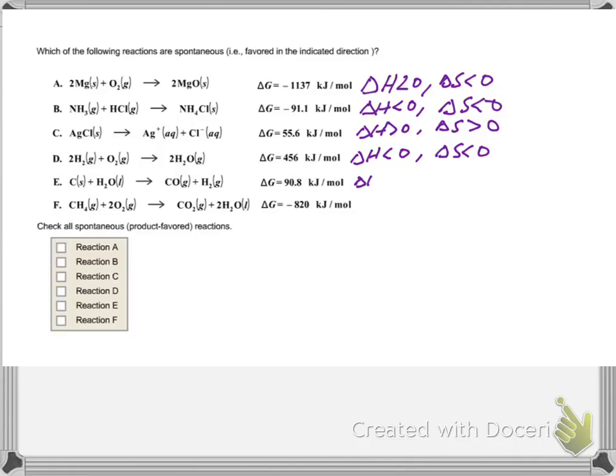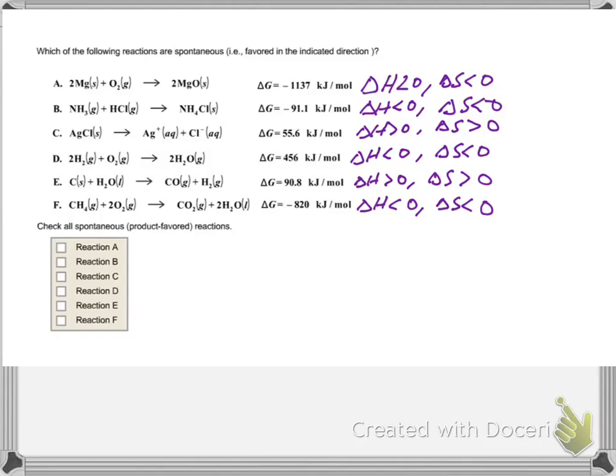Solid and liquid in the reactants, we would pick this as endothermic. Secondary conditions. And then gases being made, delta S is definitely greater than 0. And then the last one, we have AA bonds in the reactants, so this is definitely exothermic. And we have 3 gas particles going to 1, so delta S less than 0.